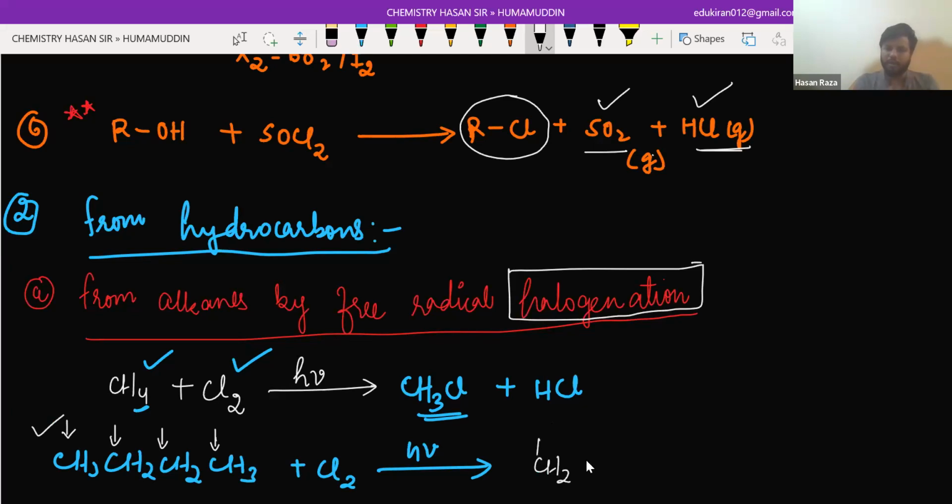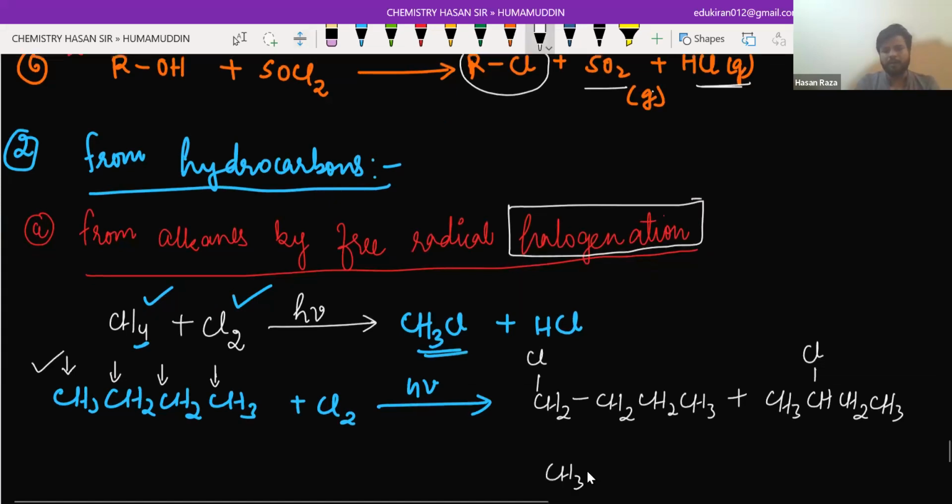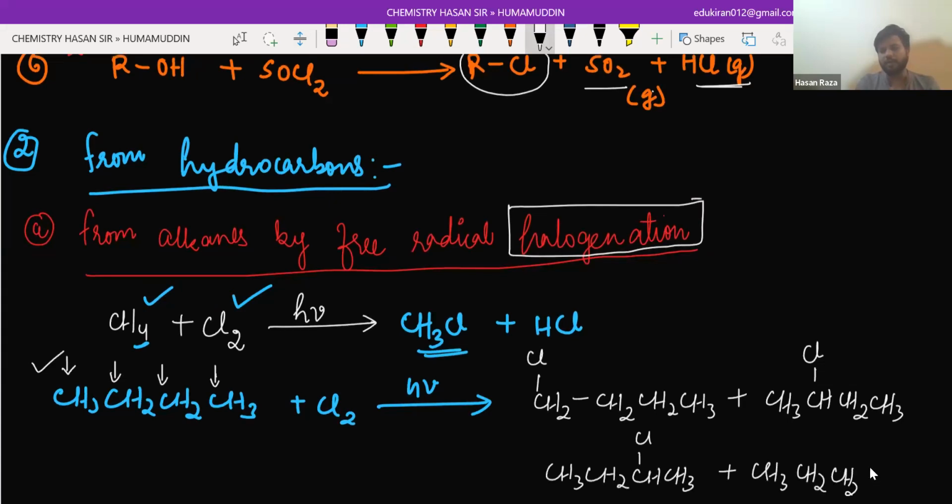first hydrogen with the chlorine, it will be this, and the rest part will be as it is. If I'm going to replace the second hydrogen of carbon, you can see it will be like this: CH3, CH, and here it will be Cl, and again CH2, CH3. Then comes your third carbon from the left to right, CH3, CH2, and the third carbon will be like this. And the last one, CH3, CH2, CH2, and this will be CH2, Cl. Now see what happens here.